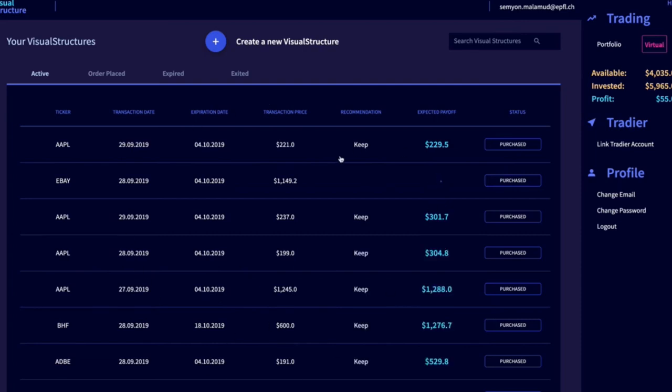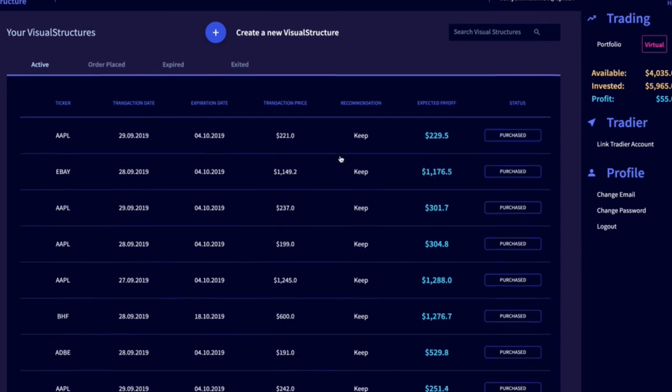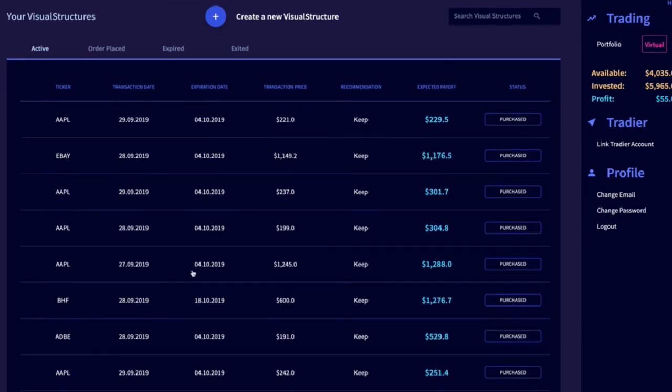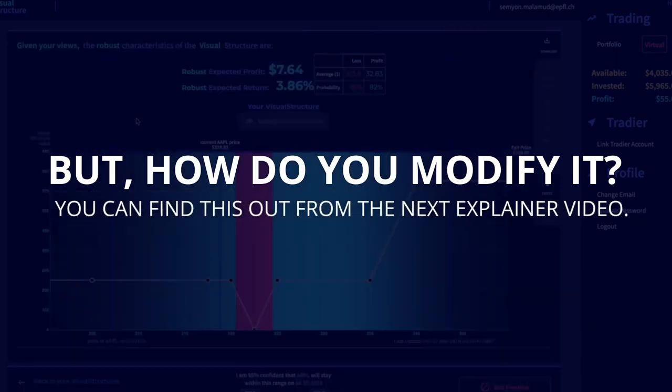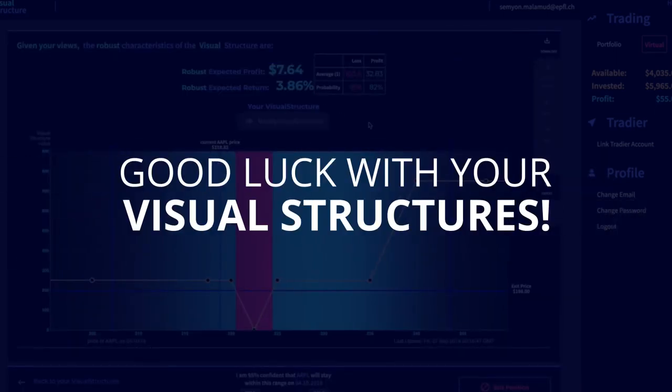And the great news is, if you ever would like to change your visual structure, you can always do it by just clicking on the table. So here is the visual structure that you have just purchased. But how do you modify it? You can find this out from the next explainer video. Good luck with your visual structures.